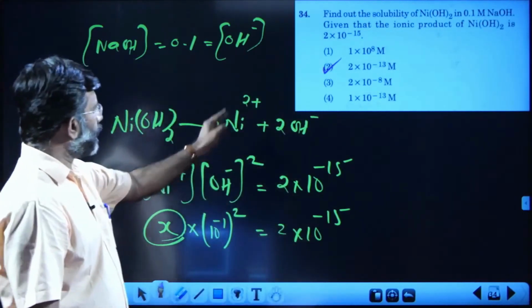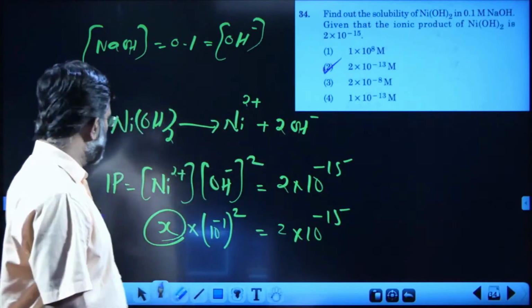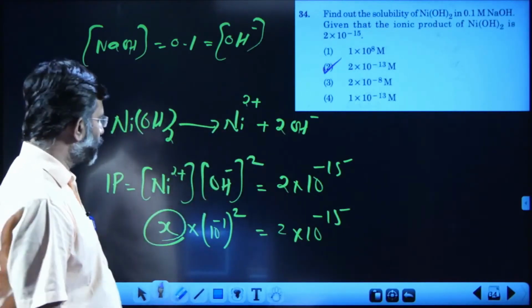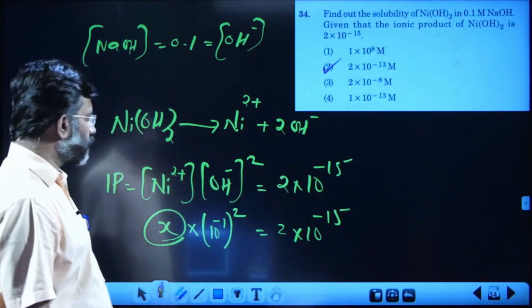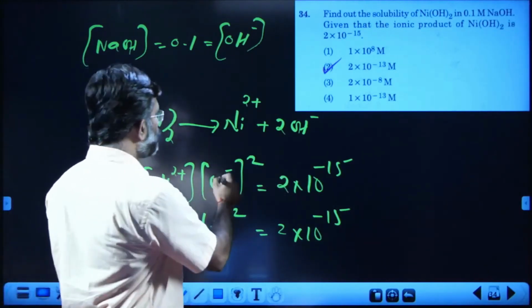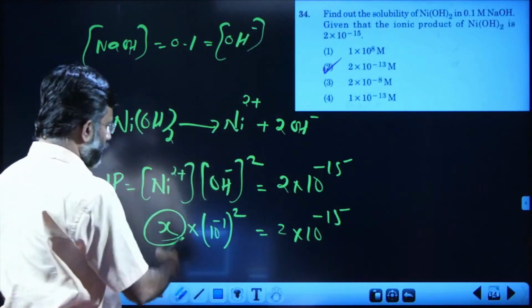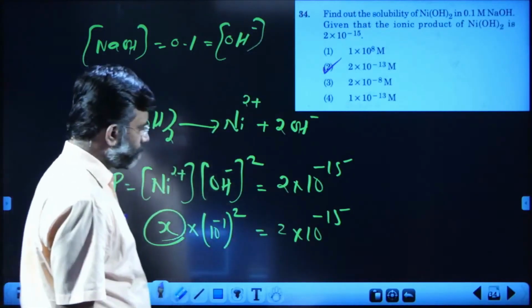It dissociates into Ni2+ and 2OH minus. And this is the ionic product equation, and that is given as 2 into 10 power minus 15. This value is given in the question. So what is X? That is the solubility.